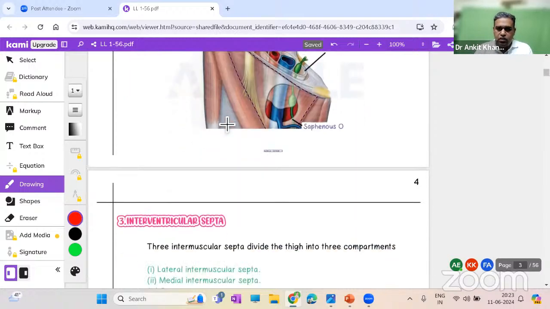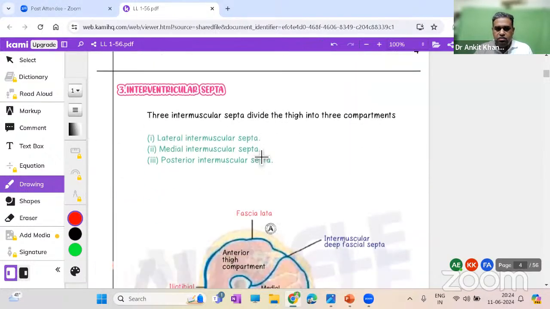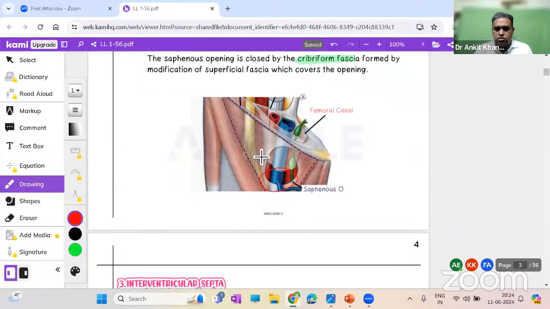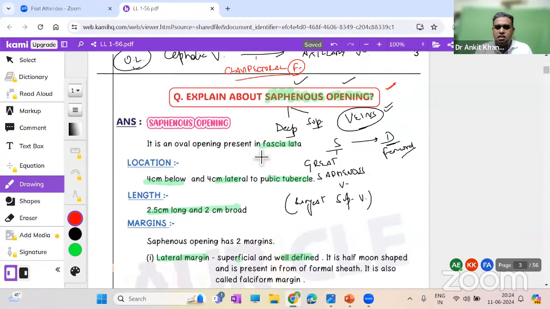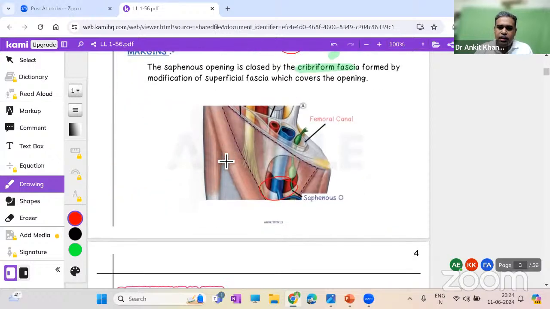Then we can draw a diagram showing the saphenous opening over here. Finally, these are the things you can tell about the saphenous opening. If we just revise it, location is important. What it helps is for the great saphenous vein to ultimately drain into the femoral vein. The length and breadth are around 2 to 2.5 centimeters. The medial margin is ill-defined, the lateral margin is well-defined. And don't forget to add the cribriform fascia. This question can come as a 2 marks question. The small diagram will aid you.